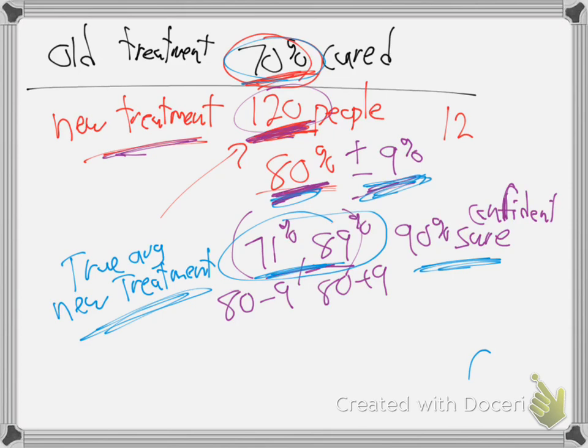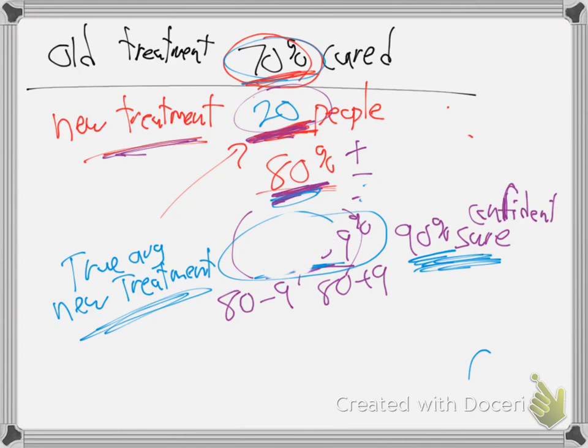Because what if it was give or take? What if they had only done like 20 people? What if they'd only done 20 people? Do you think that would make a broader interval or a more narrow interval? With the same confidence, we still want to be 90% sure of where the real average is. Would that make us make a more narrow statement or a wider statement? Yeah, it's going to be wider.